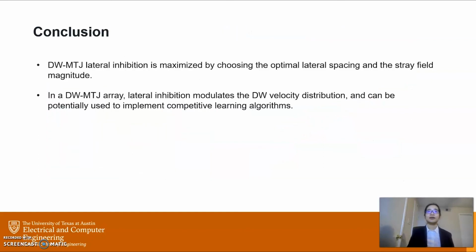As a conclusion, we first maximize lateral inhibition by choosing an optimal lateral spacing and therefore the stray field magnitude. Then by simulating a domain wall neuron array, we have shown that lateral inhibition can modulate the domain wall velocity distribution, and it can potentially be used to implement competitive learning algorithms.